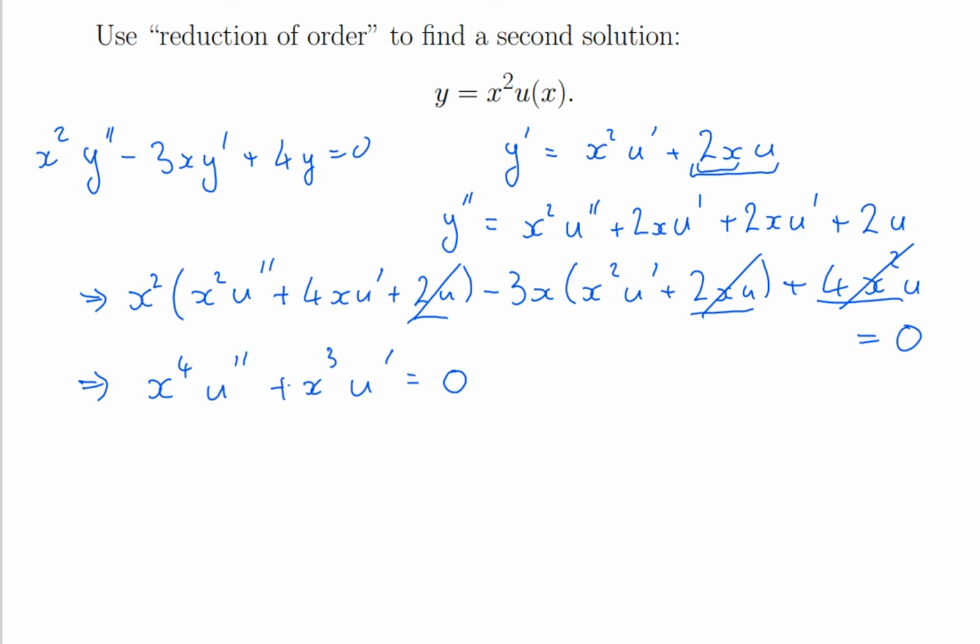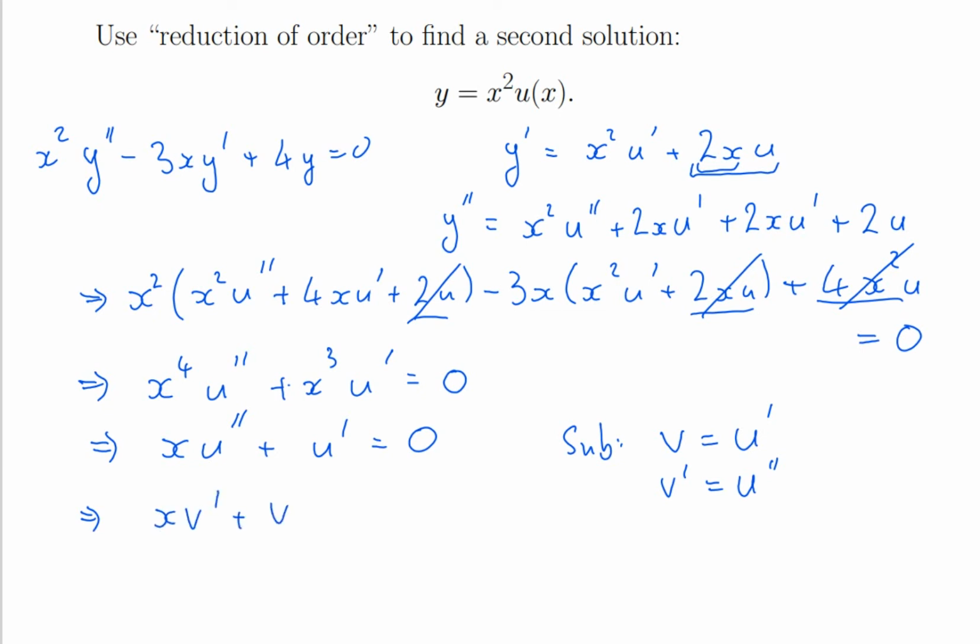Again, I can assume x is not equal to 0 because x equals 0 is a singular point. So I can divide both sides by x cubed and I get x u double prime plus u prime equal to 0. Now that is still a second order equation, but it's an easier one than I had before because I can make a substitution v equal to u prime, v prime equals u double prime, and I get x v prime plus v equal to 0. So that's the reduction of order step.